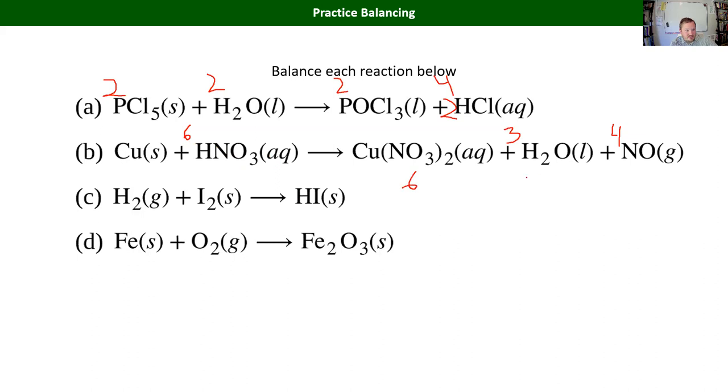And we've got 6 plus 3 plus 4. That's, I guess, closer to getting balanced. 18 versus 13. Right, so you see how we just start being strategic about it. Let's try 8.